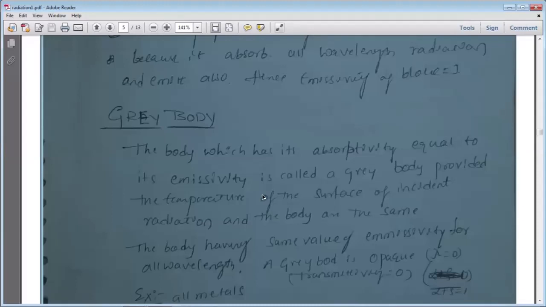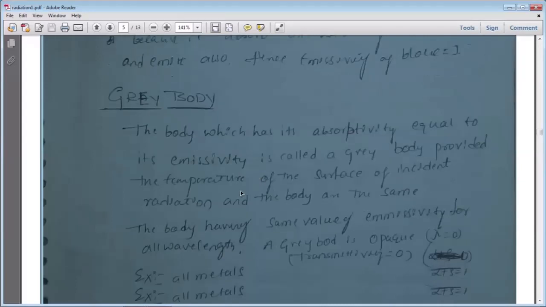So it absorbs all types of radiation. Absorptivity of the material will be more, and at the same time the emissivity of that body is more. Emissivity, the ability to emit radiation, will be more. Such types of body are called a gray body. All metals are called a gray body.